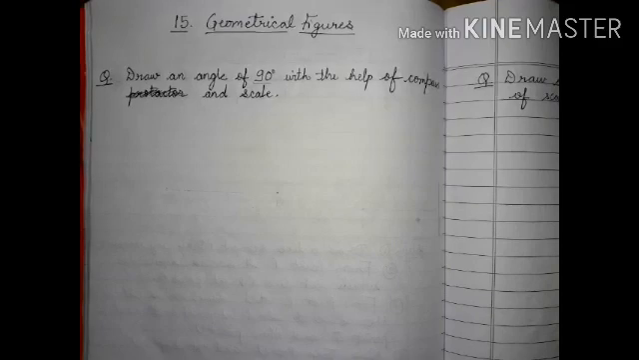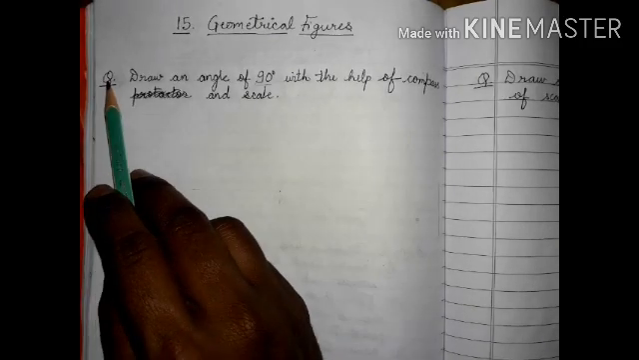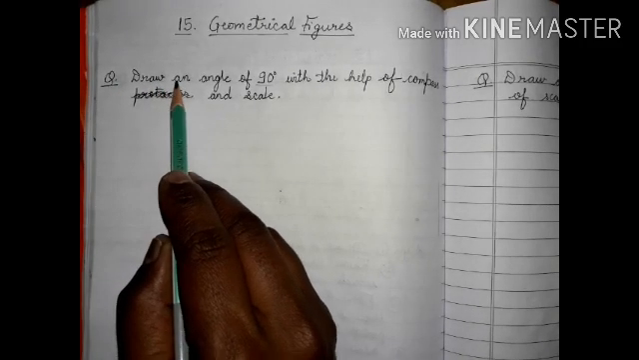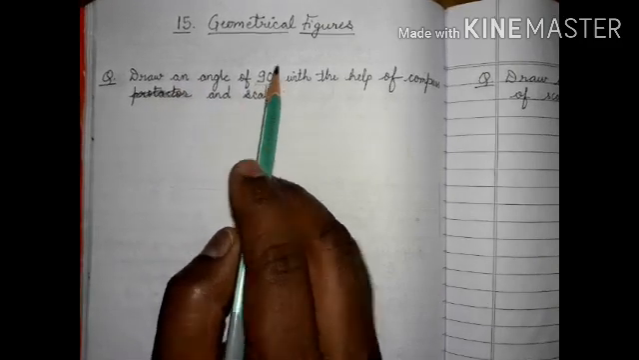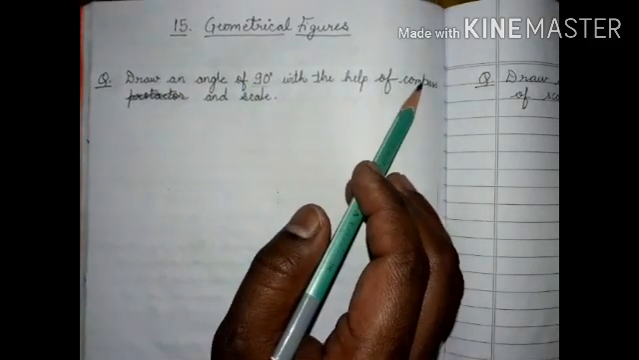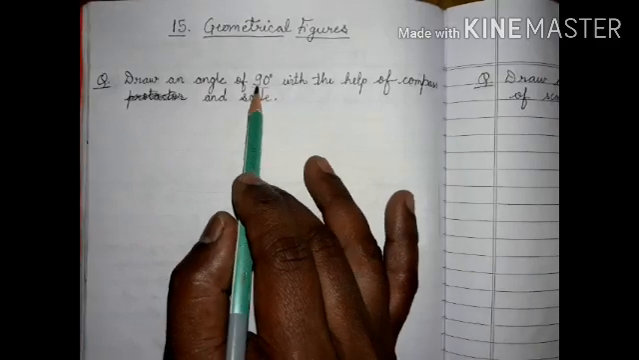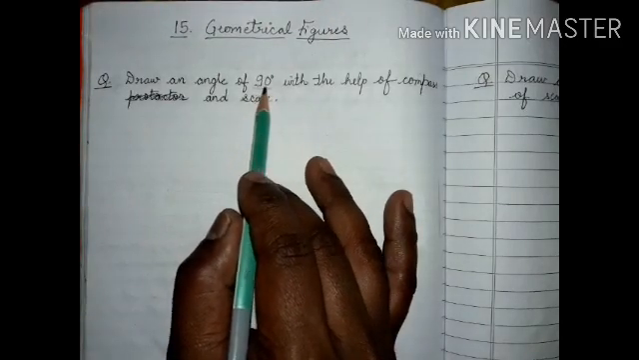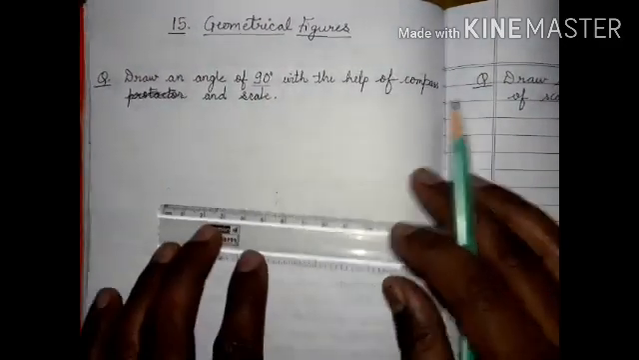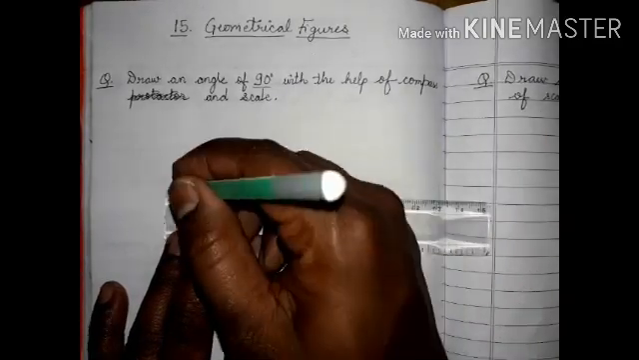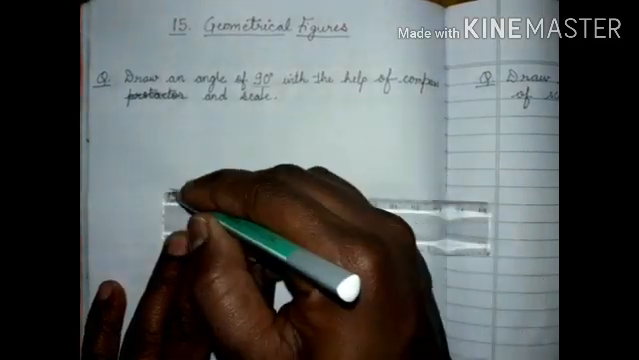Good morning to all. We are in chapter 15, Geometrical Figures. Now today's question is: draw an angle of 90 degrees with the help of compass and scale. So today we have to draw 90 degrees. For that, first we have to draw a line segment AB of any measure.